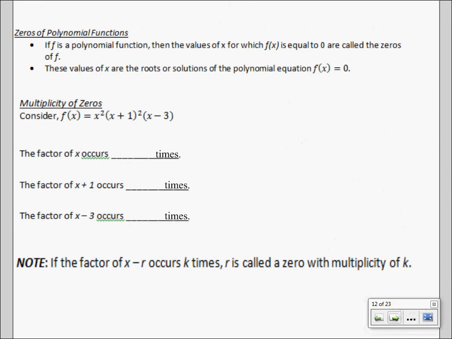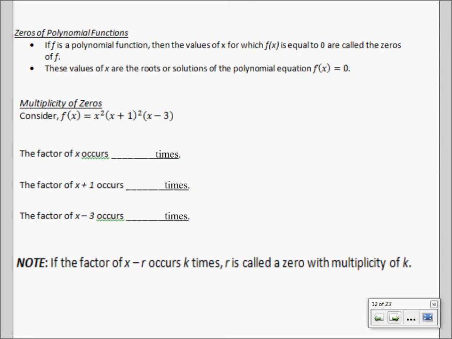Looking at the zeros of polynomial functions. If f is a polynomial function, then the values of x for which f of x is equal to 0 are called the zeros of f. These values of x are the roots, or solutions, of the polynomial equation f of x equals 0.